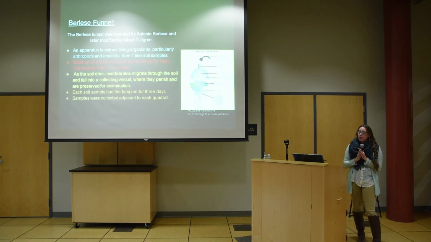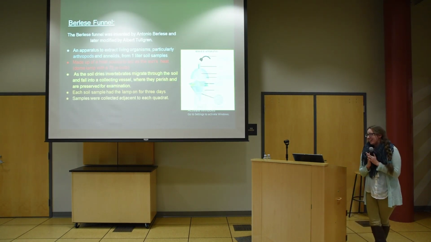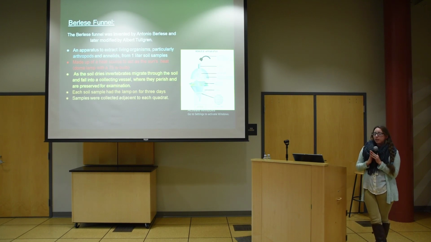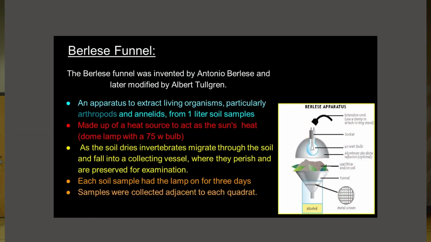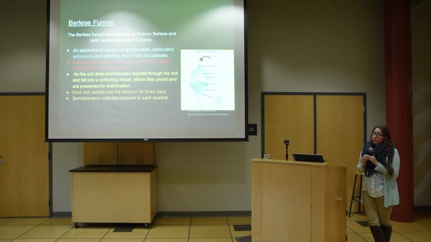So for the fun part. I got the pleasure of making the Berlese funnels. So I typically used a 5-gallon bucket. I had a collecting vessel, which had some alcohol in it for the worms to fall into. Typically, when doing this, you need a heat source. As you can see in the picture, I used a dome lamp with a 75-watt light bulb as my heat source. As it dries the soil out, the invertebrates will start moving through that soil and fall into the collecting vessel, which I was then able to examine.